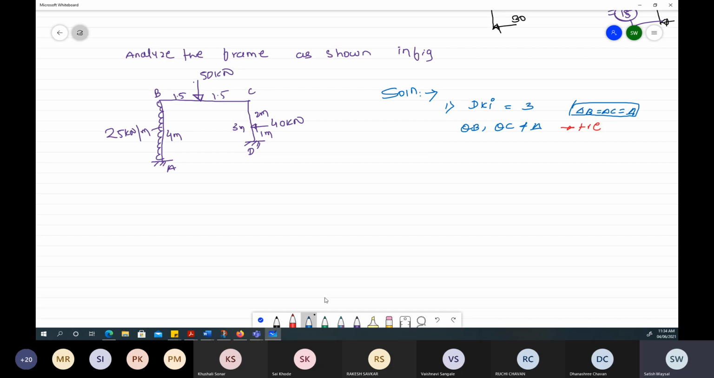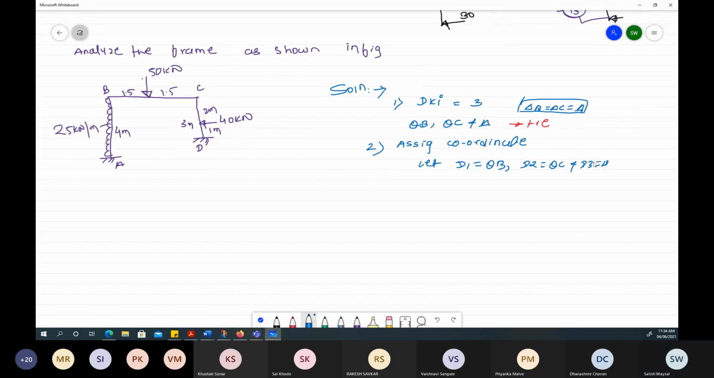Now the second step is we have to assign the coordinates. Assigning the coordinates means that we assume d1 is equal to theta B like yesterday, d2 is equal to theta C, and d3 is equal to delta.